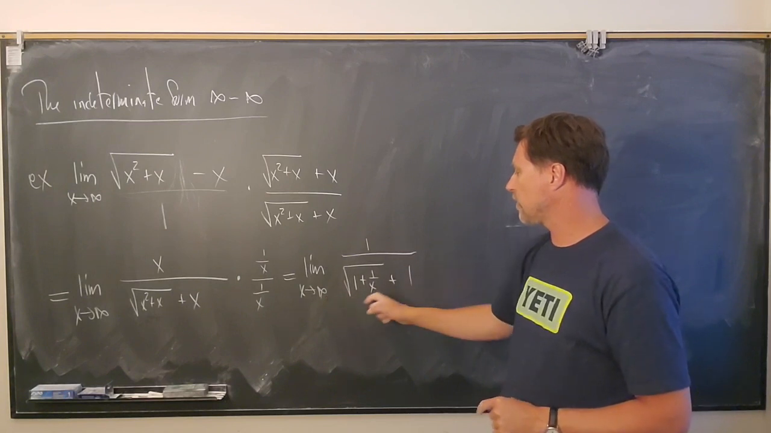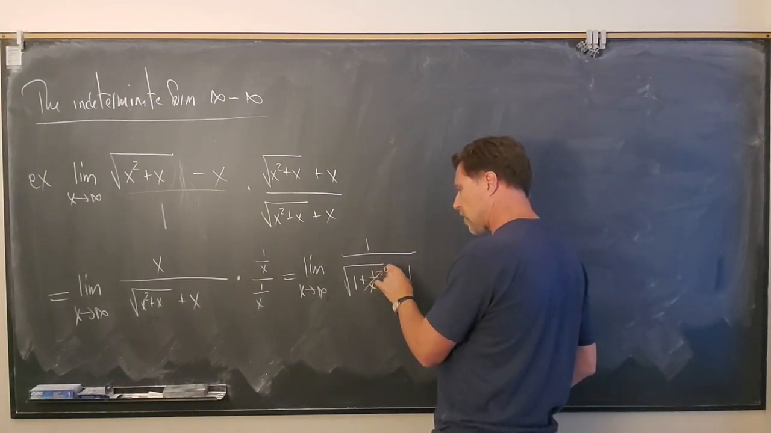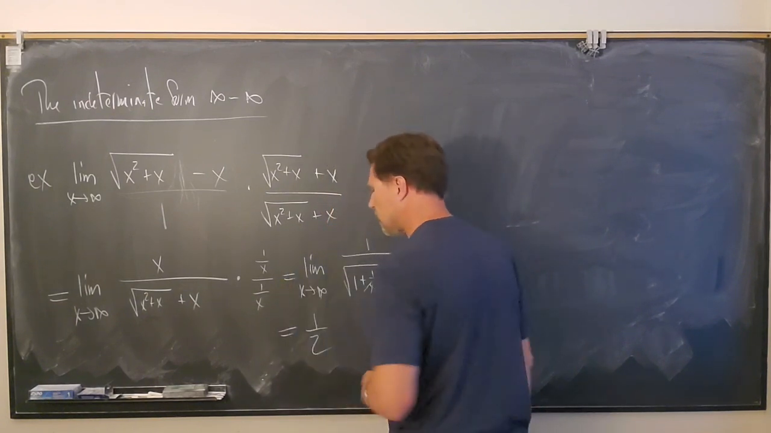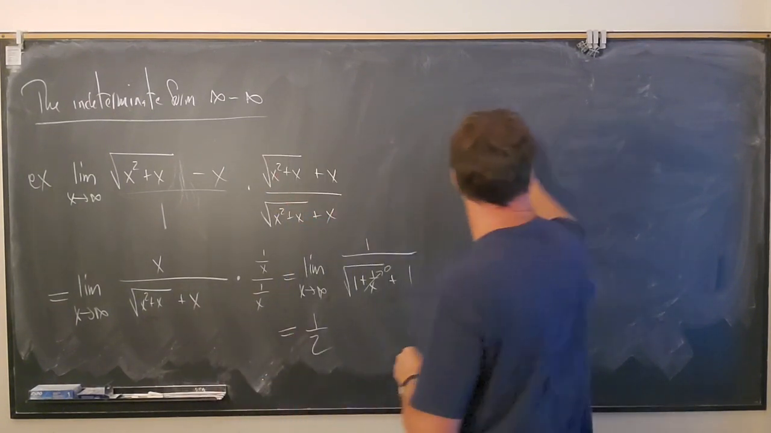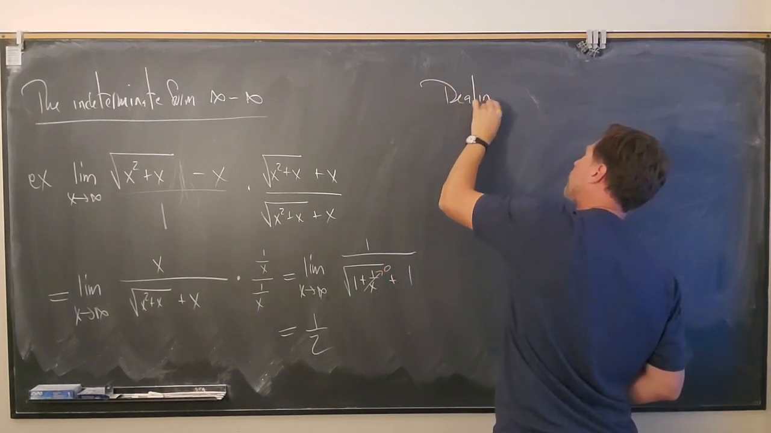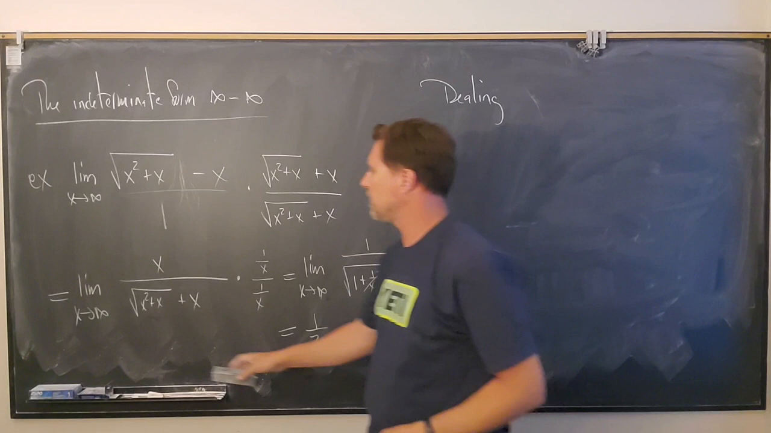As x approaches infinity, that little piece right there is approaching 0, and so in the end, what we get is 1/2. So that was sort of not expected, but it turns out the limit's equal to 1/2.